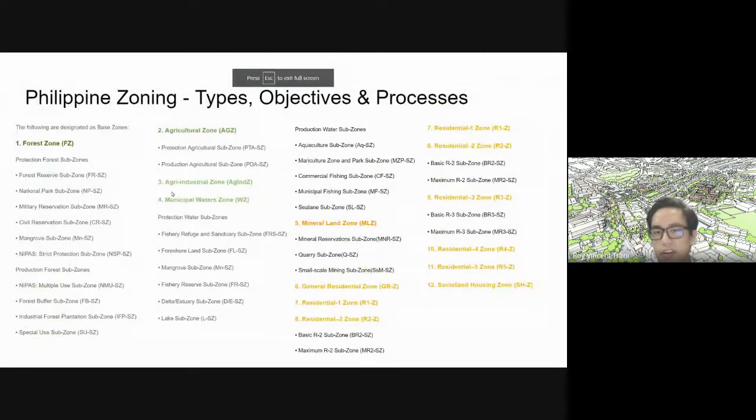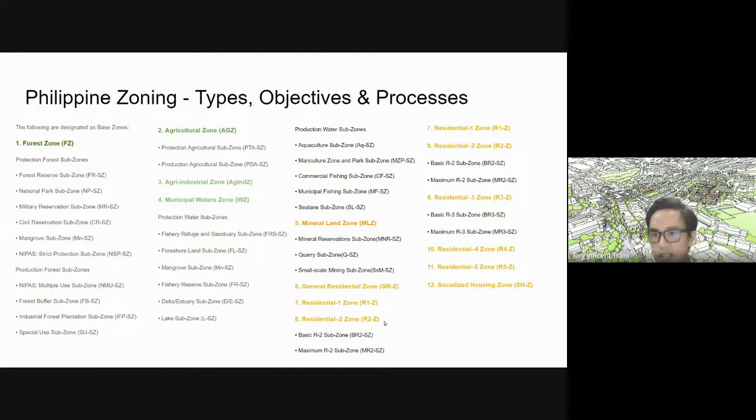So these are the agricultural zones. The mineral land zone, for quarrying and looking for metal, I guess. You have mineral reservation subzone, quarry subzone, small scale mining zone.